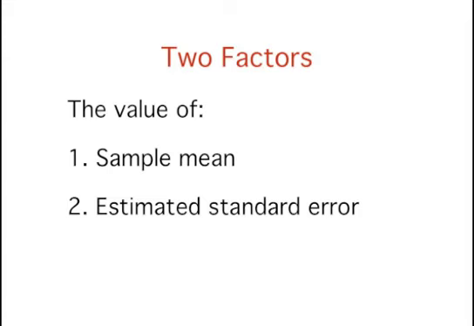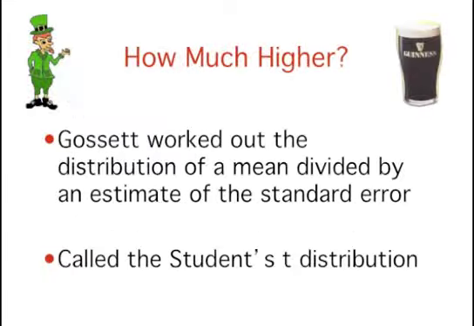This isn't easy since there are two factors that affect whether the sample mean is more than 1.96 estimated standard errors from the population mean: 1, the value of the sample mean, and 2, the estimated standard error. The probability of a sample mean being more than 1.96 estimated standard errors from the mean is higher than the probability of being 1.96 actual standard errors from the mean. But how much higher is the probability?